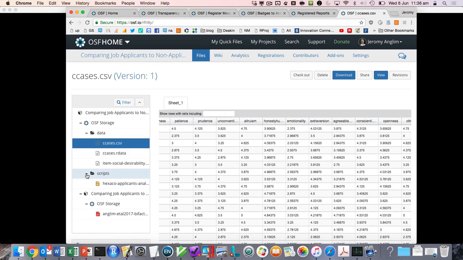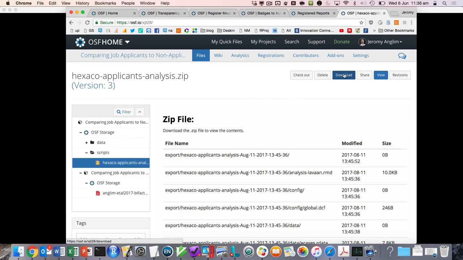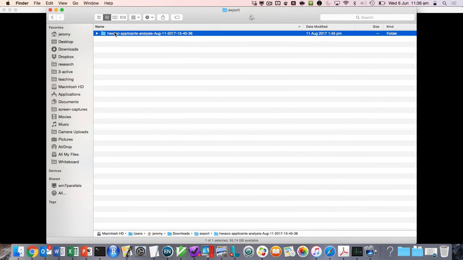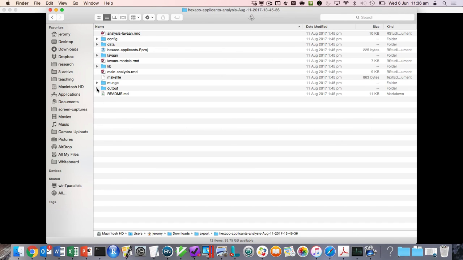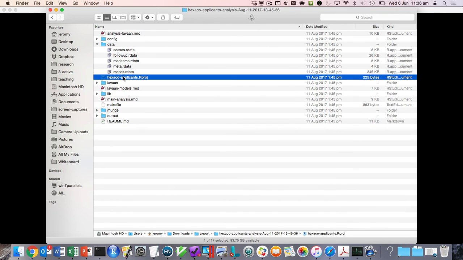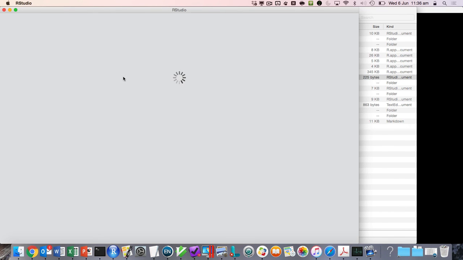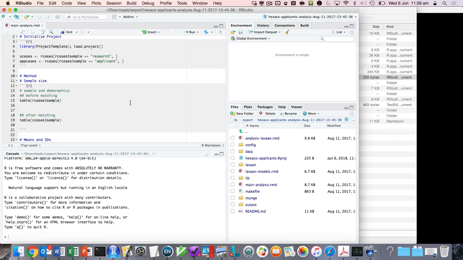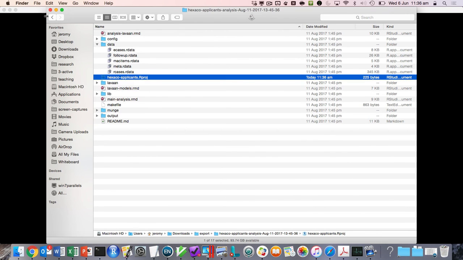I also had scripts, which was a zip file of the project. To look in that, you'd see this is all just files from my workflow with R. So you've got the data in here. If you were to open this in R, you'd see all sorts of files that perform a reproducible analysis. Everyone's got their workflow. I probably wasn't going to go into that too much unless people are really keen, but yeah, that's all.